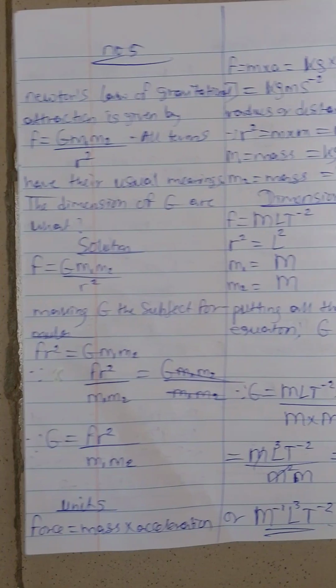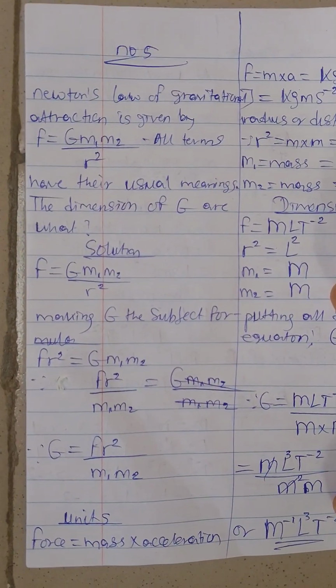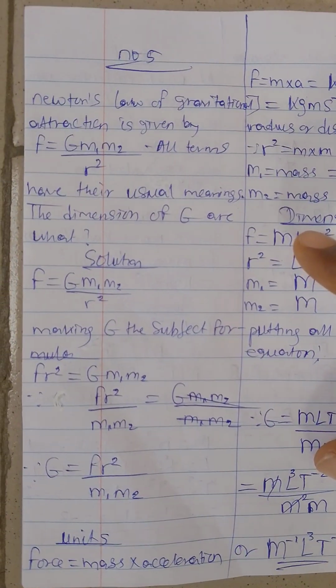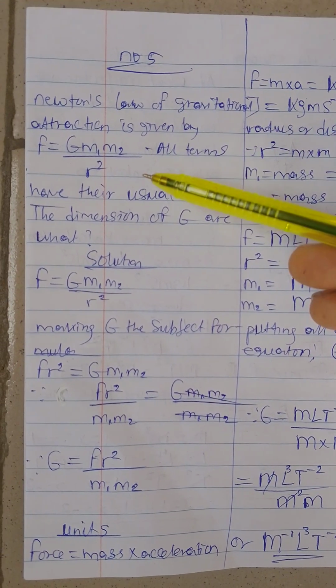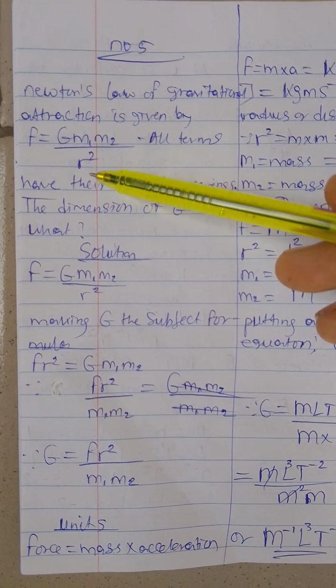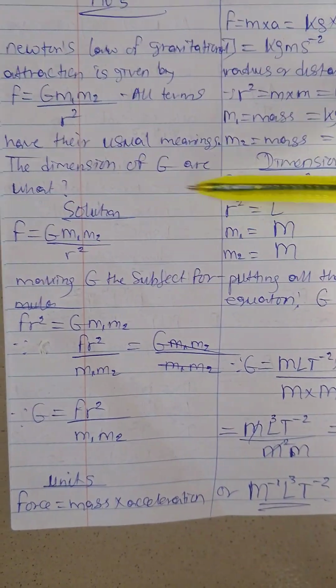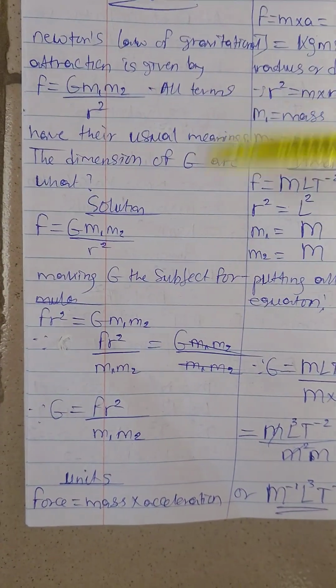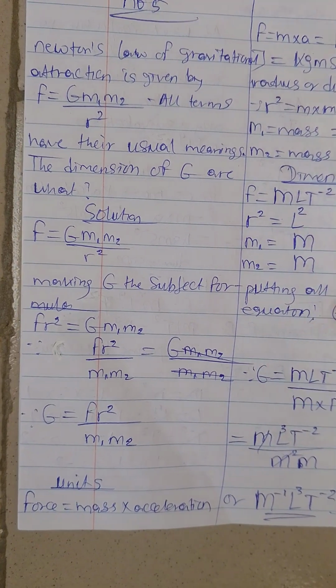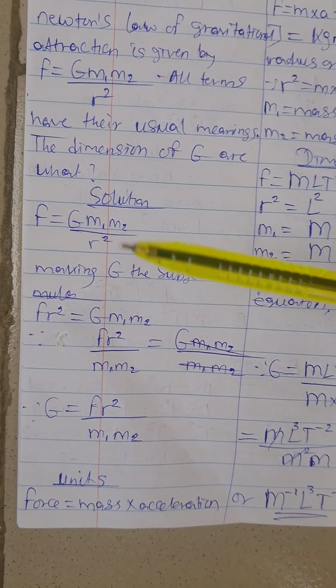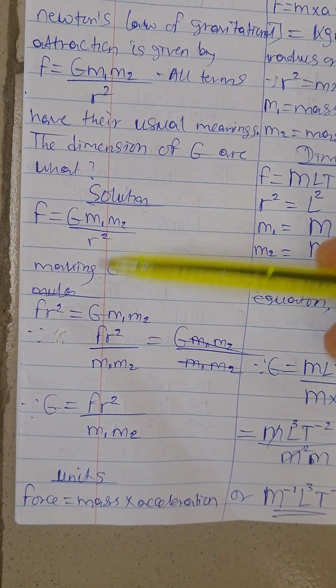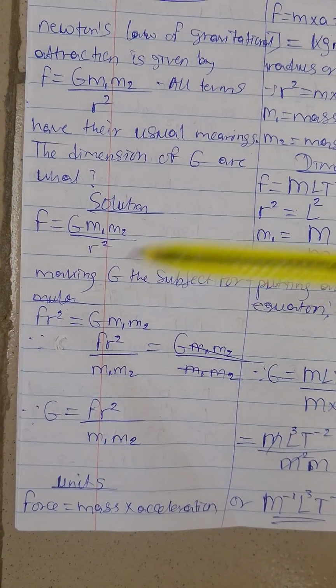Now I have this question, the last question, which is question number 5. It says that Newton's law of gravitation is given by this. Now all terms have their usual meanings. Now you have to find the dimension of G. I know that this G means universal gravitational constant, right?